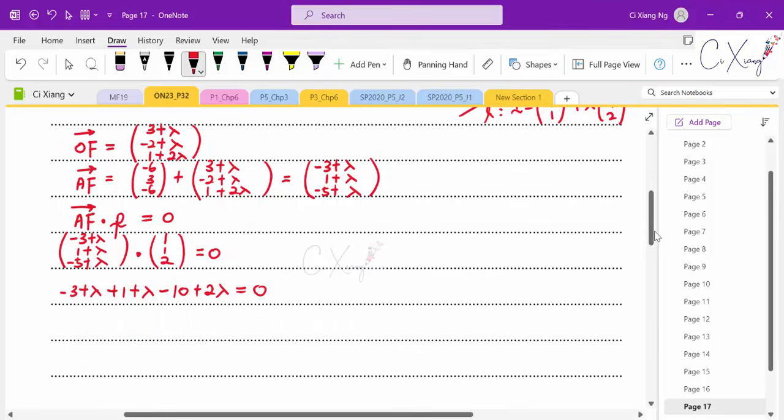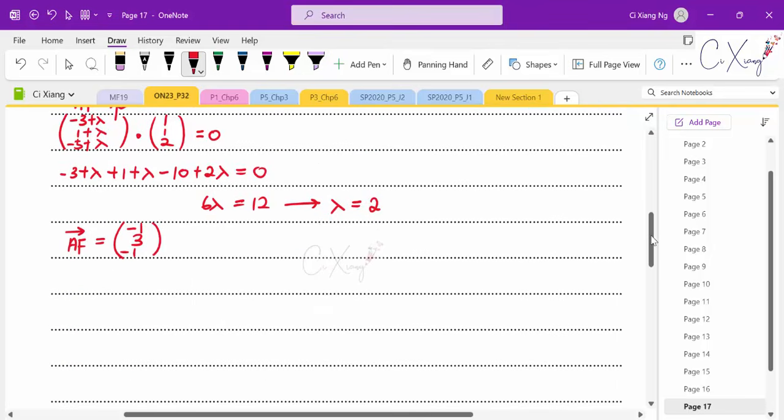Okay, so please try to solve for this equation. If you didn't do any careless mistake, by right, you should get 6 lambda equals to 12. And therefore, you get your lambda equals to 2. So after you get lambda equals to 2, you can find out the vector AF. So what is the vector AF now? Substitute lambda equals to 2 into your AF equation. So you're having -1, then 3, and also -1.